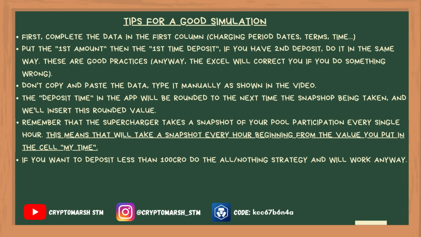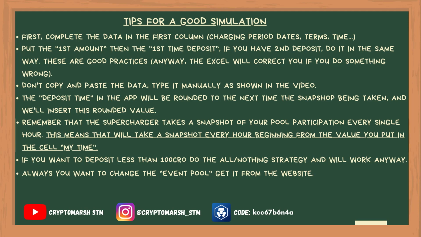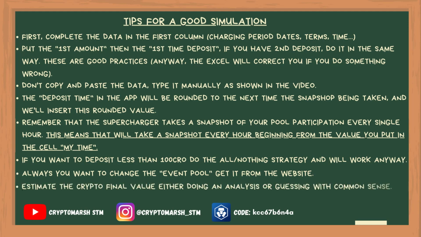Number 7. Whenever you want to change the event pool, get it from the website, or even you can do a bit of speculation and put the amount you think. Number 8. Estimate the crypto final value, either doing an analysis or guessing with common sense. As I stated before, this will be our work, and depending on the crypto final value and the event pool, we will get one result or another.